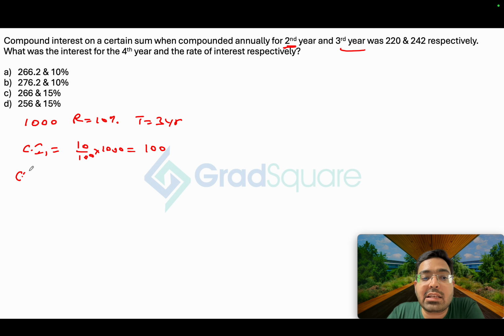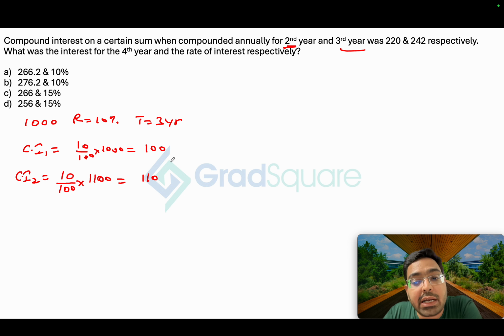Now, by the logic of compound interest, the compound interest for the second year must not only be charged on this 1000, but it should also be charged on this 100 as well. So the principal for the second year will turn out to be 1100, and when you calculate the interest for the second year alone, it will turn out to be 110. Now understand this thing, that the compound interest for the first 2 years put together will be 210, but for the second year alone will be what? 110.